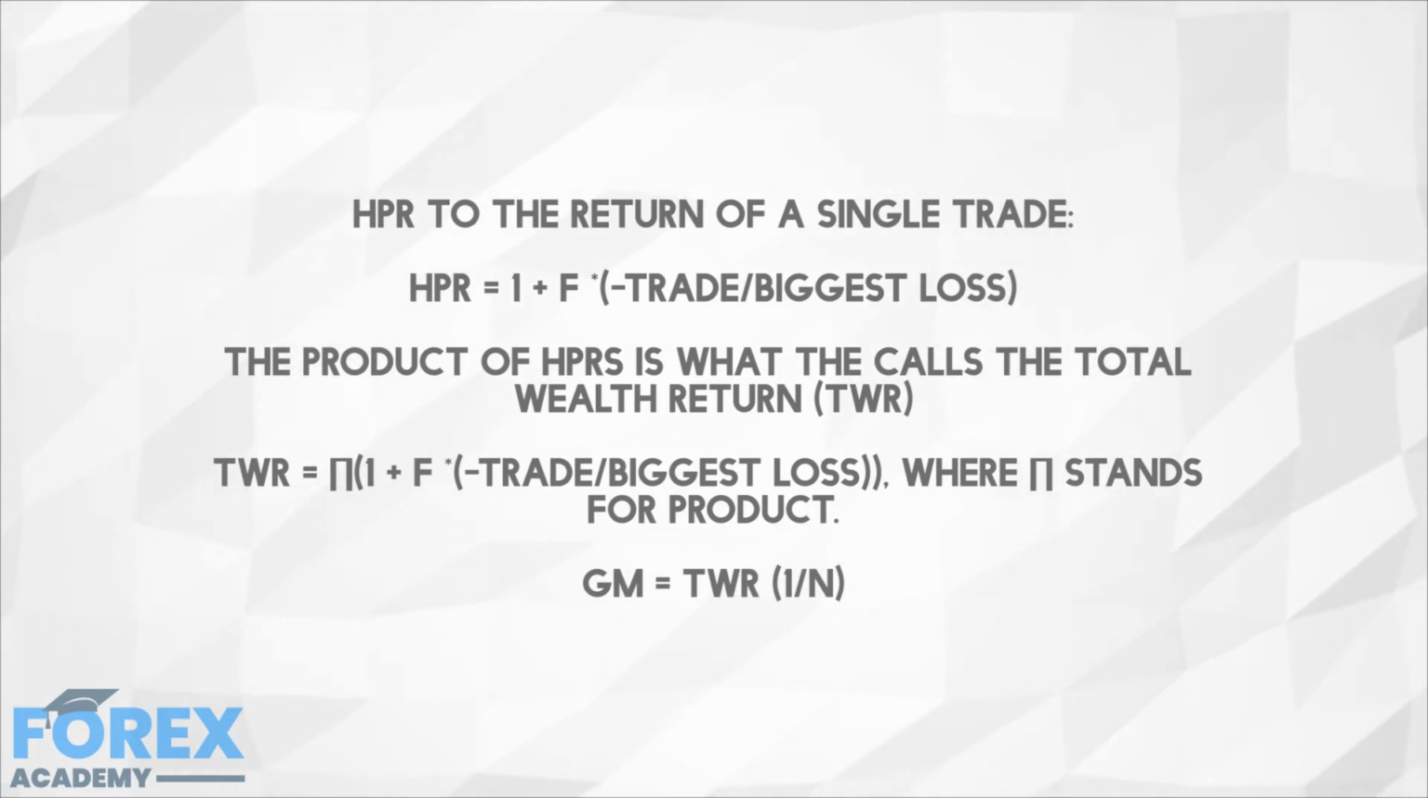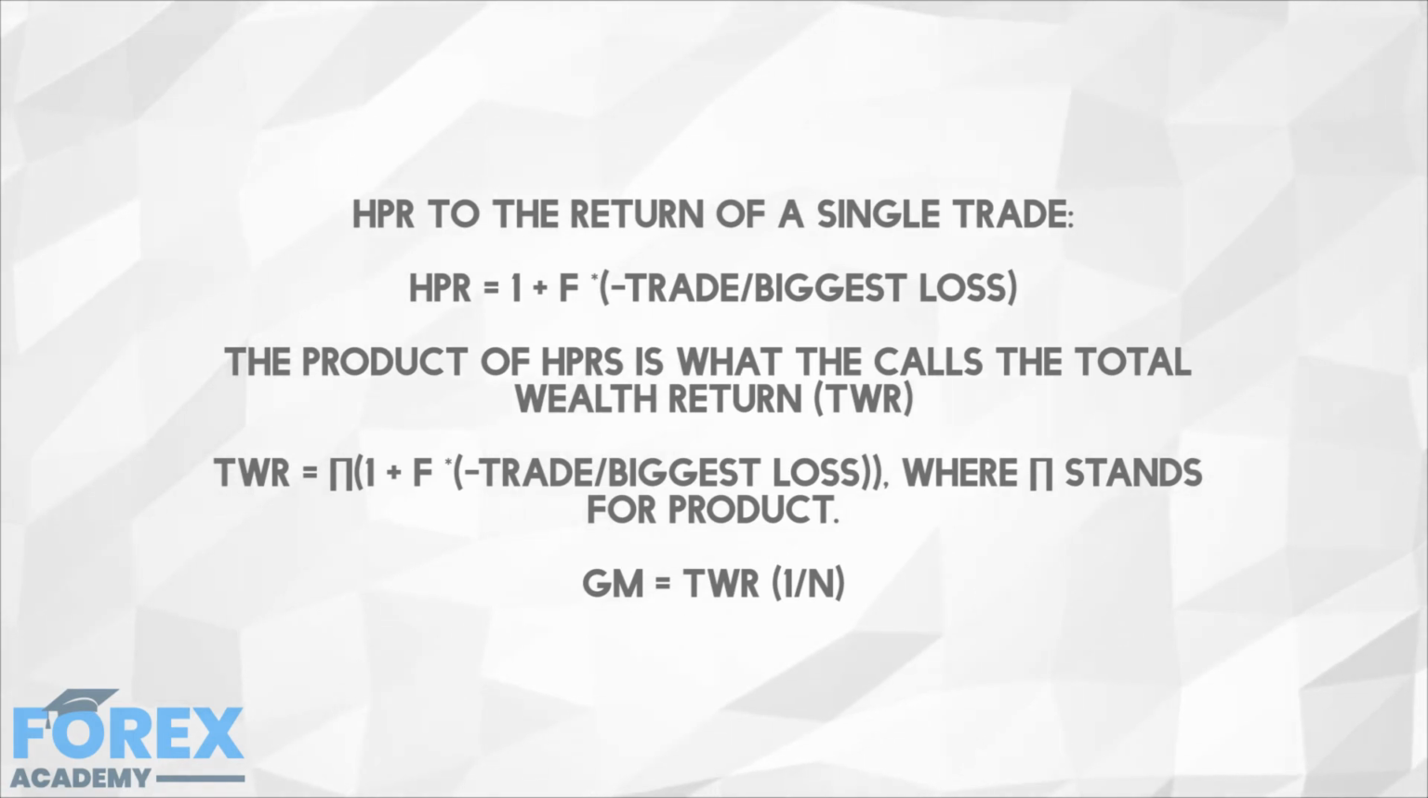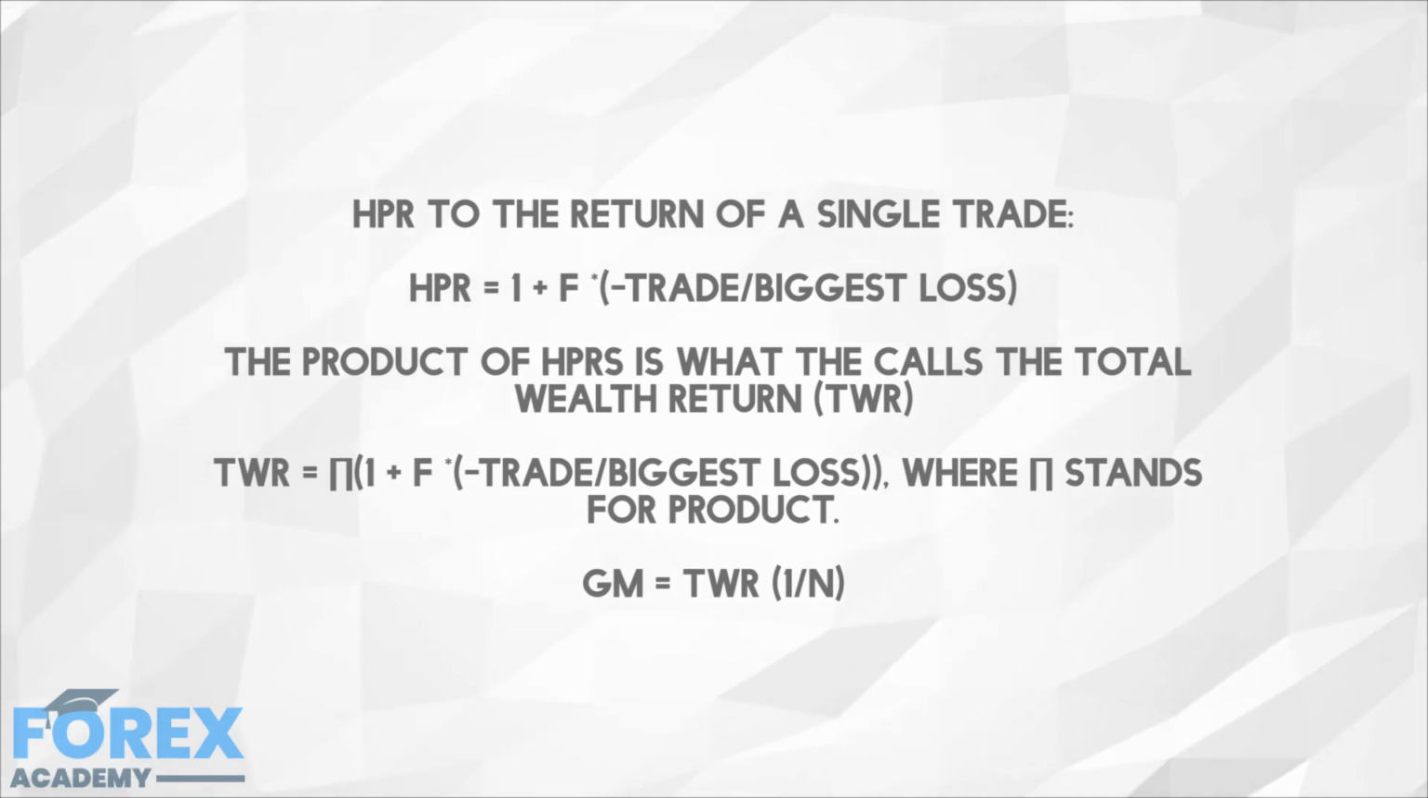He calls HPR the return of a single trade. These equations are shown here. And thus, the geometrical mean is the nth root of TWR, where n is the number of trades. This geometric mean is the growth factor of the strategy. By looping through f values between 0 and 1, we can find the f at which the GM is the highest.